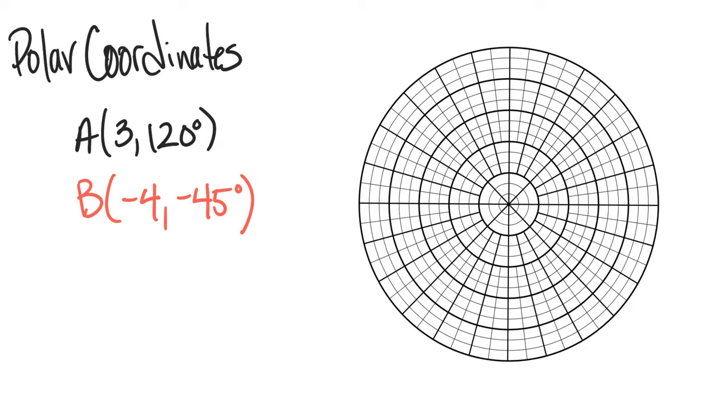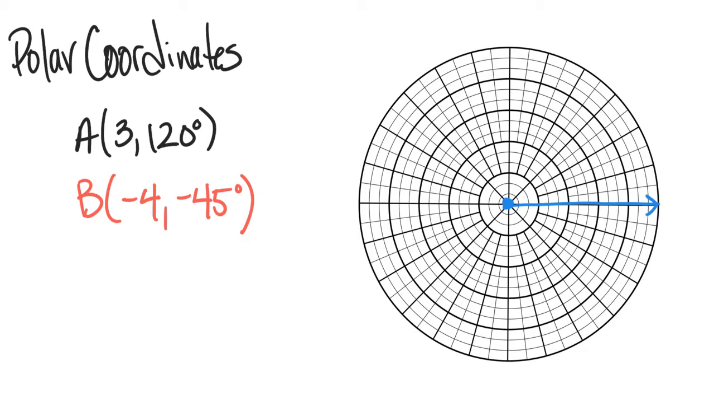Here's a short video discussing how to graph polar coordinates on the polar plane. First thing we'll do is label our pole and our polar axis, so we'll get that emphasized here. We're always going to start measuring our angles from the polar axis.